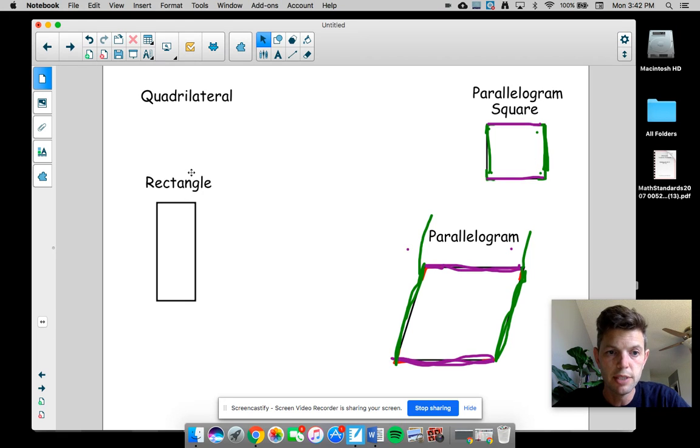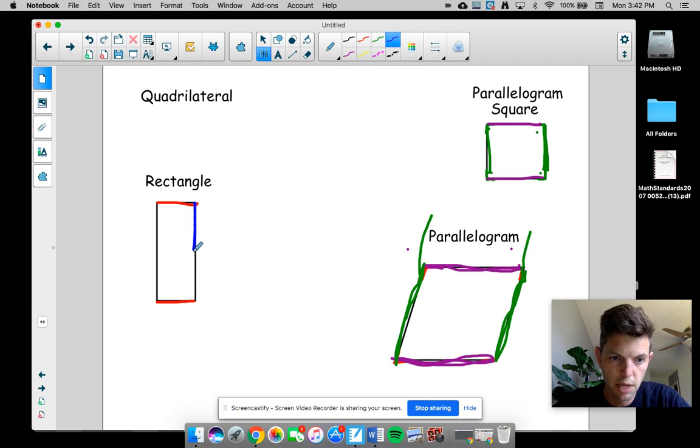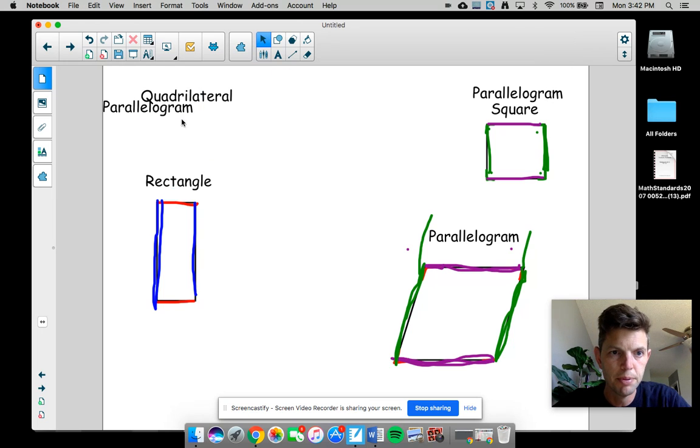If we move over this rectangle, let's look at parallel sides. Top and bottom, they are parallel. Opposite sides, the ones across from each other, also parallel. That means this shape is also a parallelogram too. Now, so this is a parallelogram, this is a parallelogram, and this is a parallelogram. They are all parallelograms on this page, okay?